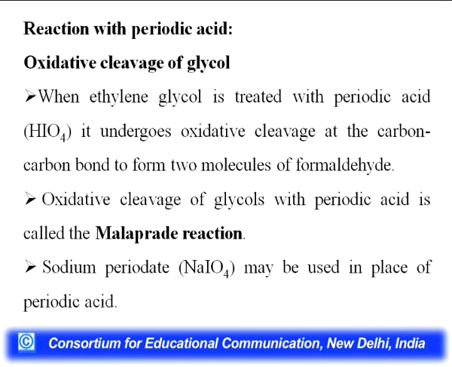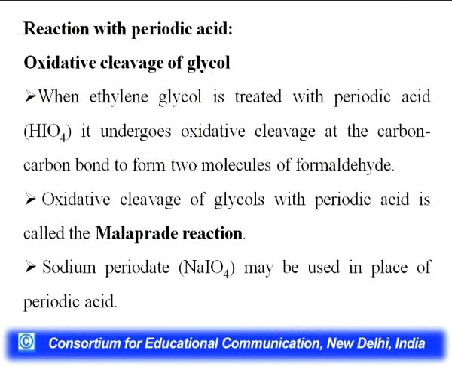Now reactions with periodic acid: oxidative cleavage of glycol. When ethylene glycol is treated with periodic acid, that is HIO4, it undergoes oxidative cleavage at the carbon-carbon bond to form two molecules of formaldehyde, that is HCHO, the first aldehyde. Oxidative cleavage of glycols with periodic acid is called the Malaprade reaction. Sodium periodate, that is NaIO4, may be used in place of periodic acid.